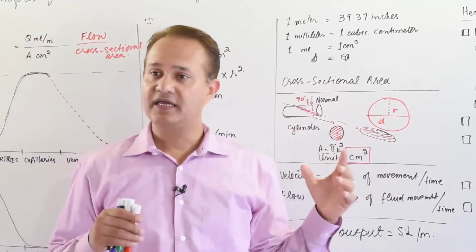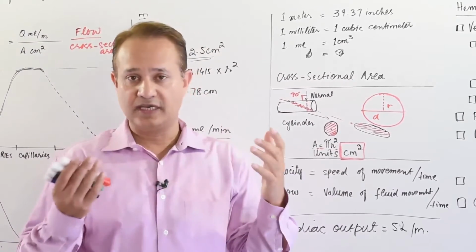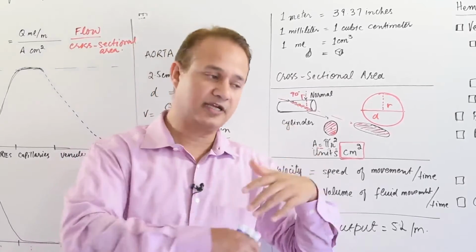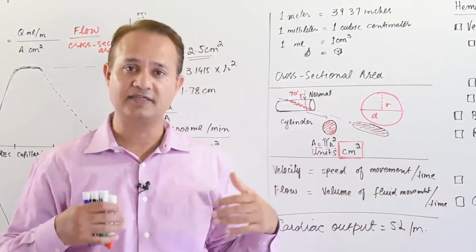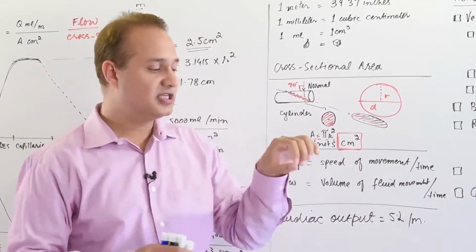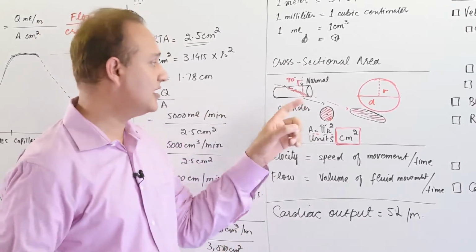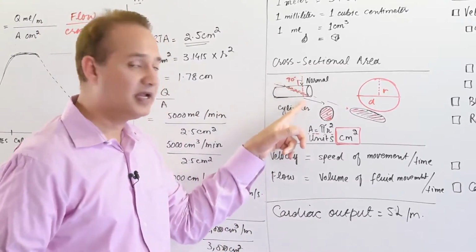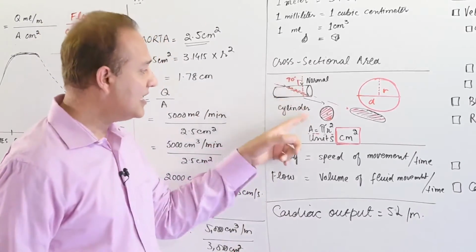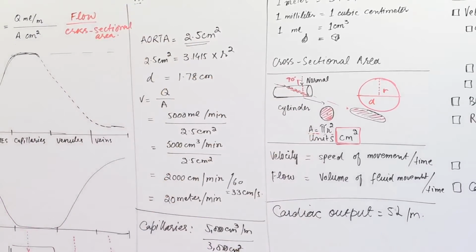Cross-sectional area is when you take a cylinder. Again, we are talking hemodynamics, so cross-sectional area can be taken for anything, but here in our case it is cylinders. Blood vessels are like cylinders. So you take a cylinder and you cut it on a plane, that is called the cross-sectional area. If you cut it on the normal plane, that is at 90 degrees, then the area revealed will be of a circle, right?